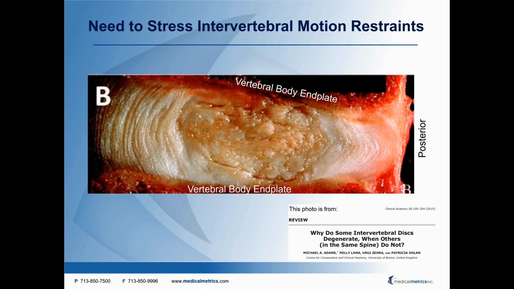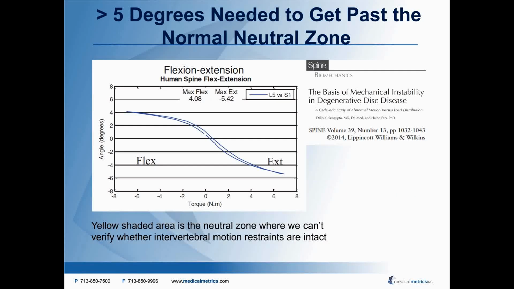However, after the spine begins to flex, these fibers start to restrict motion. And when they are tensioned, their ability to restrain motion can be detected. The spine must be sufficiently stressed during a flexion-extension test to determine if the motion restraints are competent or incompetent.